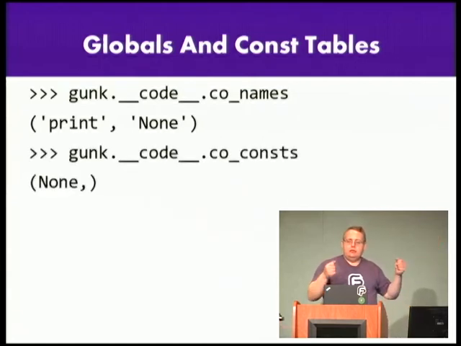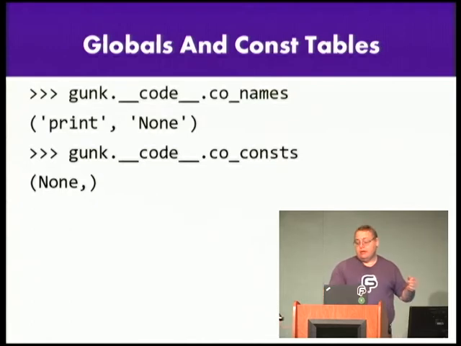CO_CONSTS, this is an array, or specifically a tuple of constant values. These are Python literals that can be serialized, that can be marshaled. And the only one referred to is None, so here it is.